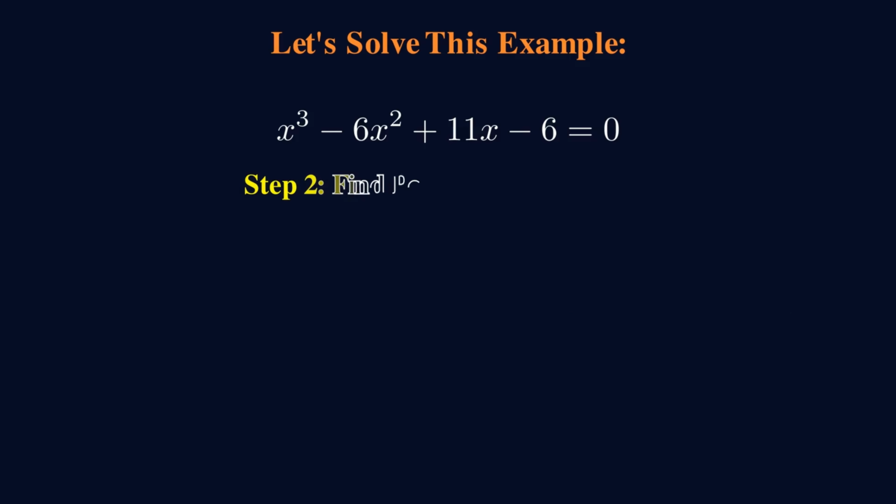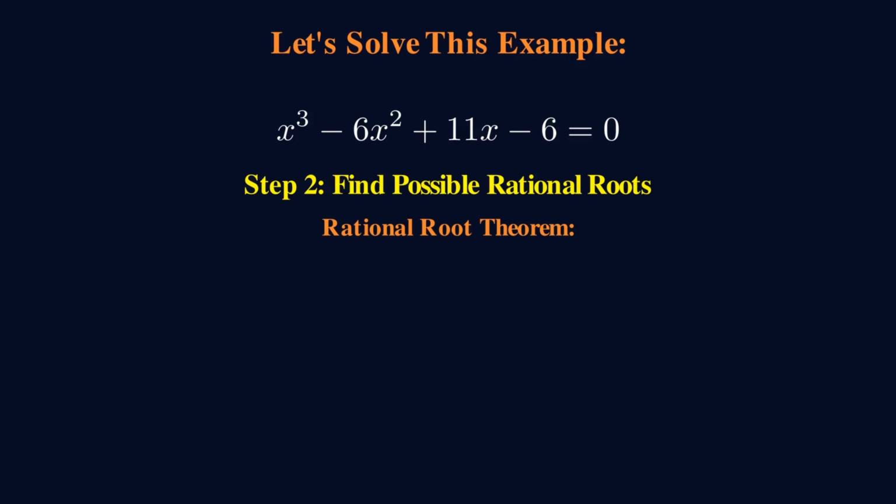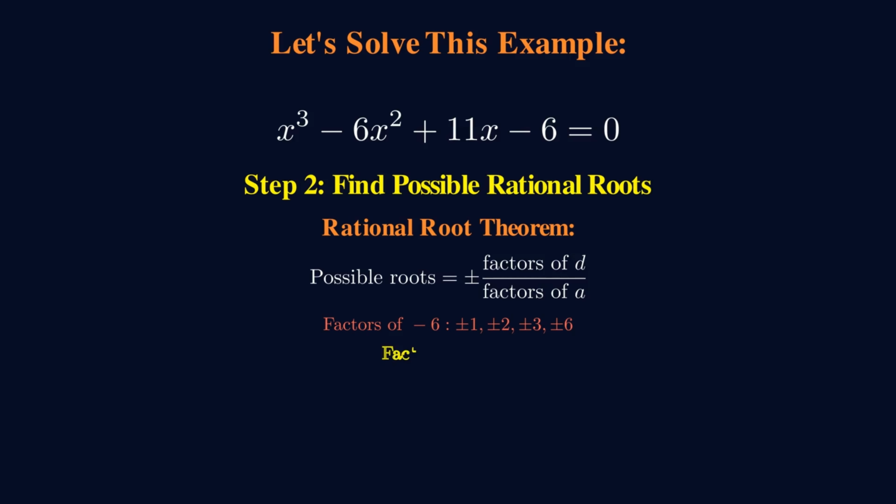Now we need to find possible rational roots using the rational root theorem. This theorem states that any rational root must be of the form plus or minus factors of d divided by factors of a. For our equation, the factors of negative 6 are plus or minus 1, 2, 3, and 6, and the factors of 1 are just plus or minus 1. Therefore, our possible rational roots are plus or minus 1, 2, 3, and 6. This narrows down our search significantly.